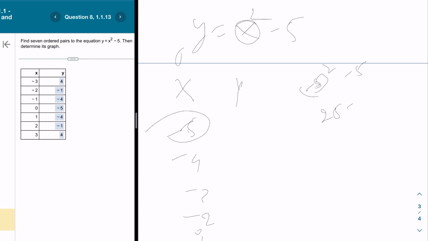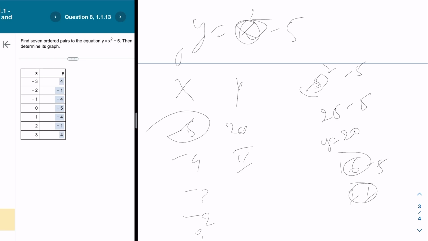It's 25, minus 5, right? So 20. So y equals 20. Did you get it? Yeah, you have to do the same. And if you do minus 4, then it will be 16 minus 5, which is 11. So here it will be 11. So you have to do this thing.